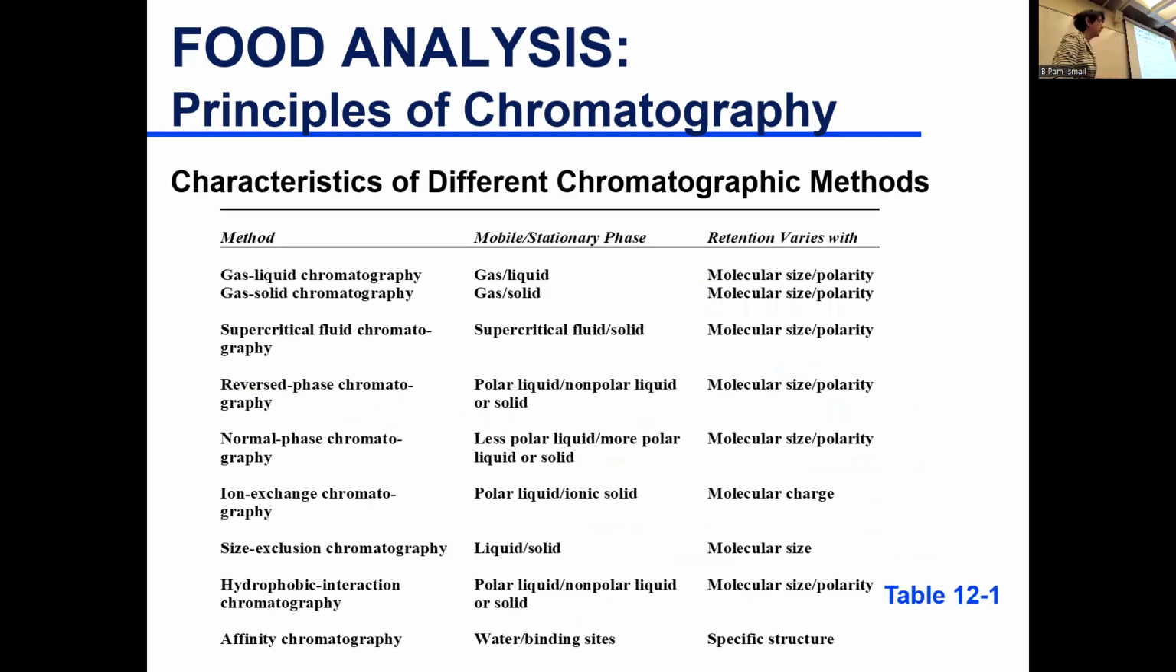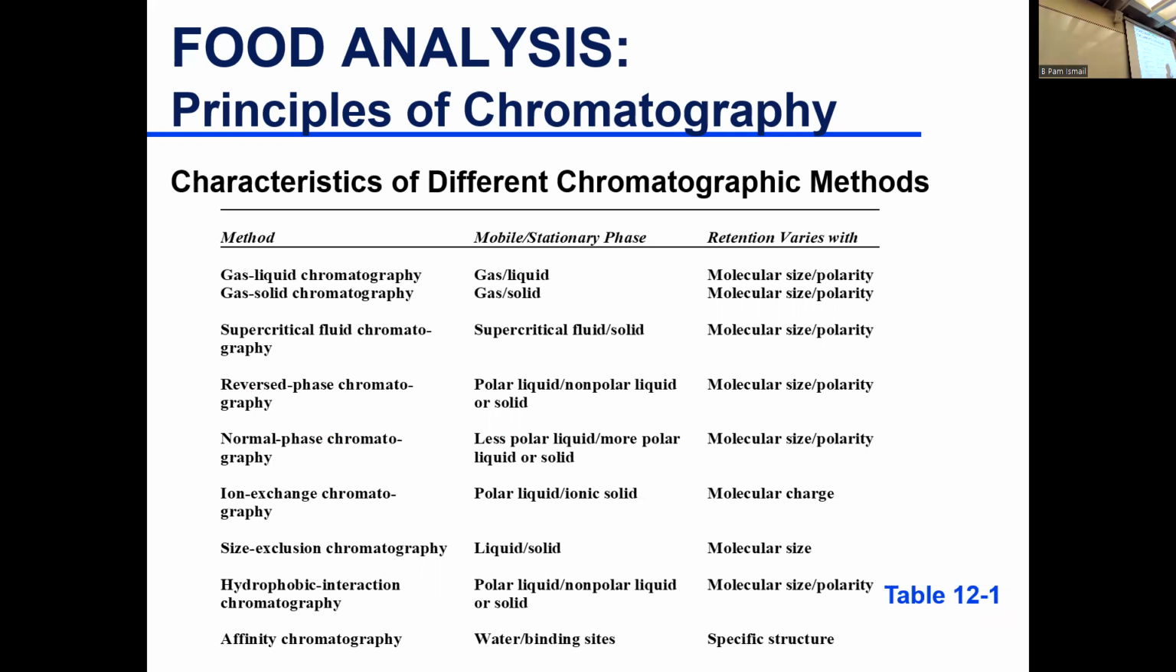This is a good study table. You'll find this in chapter 12, table 1. So here, you have the method or the type of chromatography. So what does it mean when we say gas liquid chromatography, your mobile phase? I might ask you in an exam, what's your mobile phase? Mobile phase is gas. And stationary phase is liquid, gas liquid chromatography, gas solid chromatography.